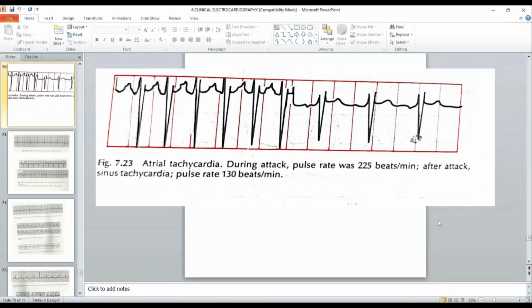Now here, the atrial tachycardia is converted to sinus tachycardia. This is atrial tachycardia, then sinus tachycardia. It may have happened spontaneously by conversion or by medical conversion.